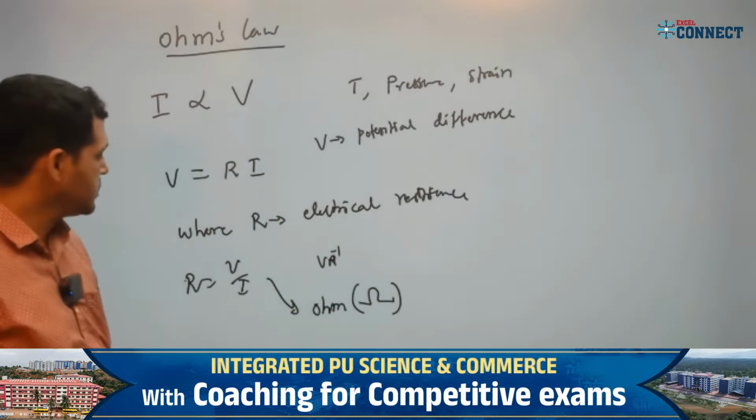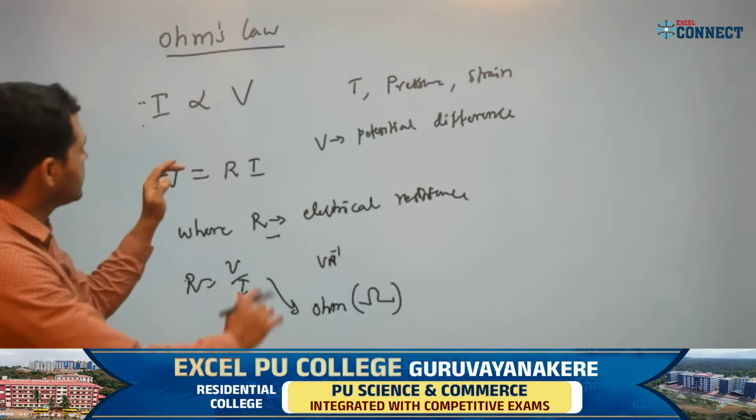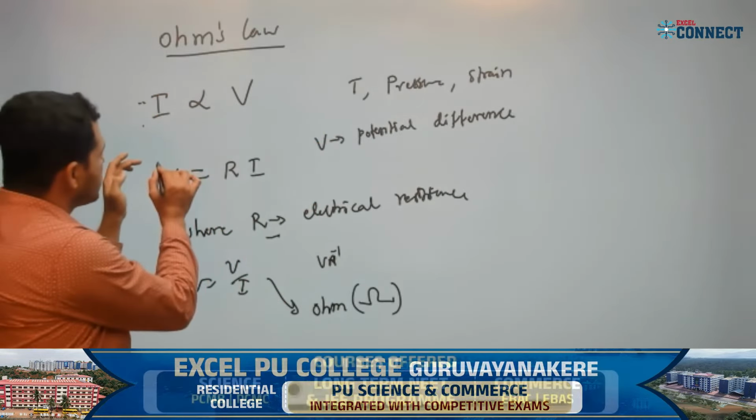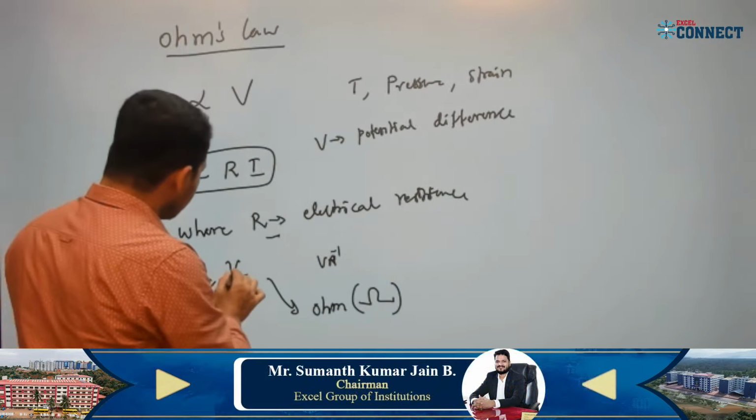This is the Ohm's law statement: current is directly proportional to the potential difference, provided physical conditions remain constant. Physical conditions means temperature, pressure, or strain, etc. Only if all the physical conditions are constant is I proportional to V, otherwise I is not proportional to V. This constant of proportionality we use as R, the electrical resistance for a given conductor, and R is equal to V by I.